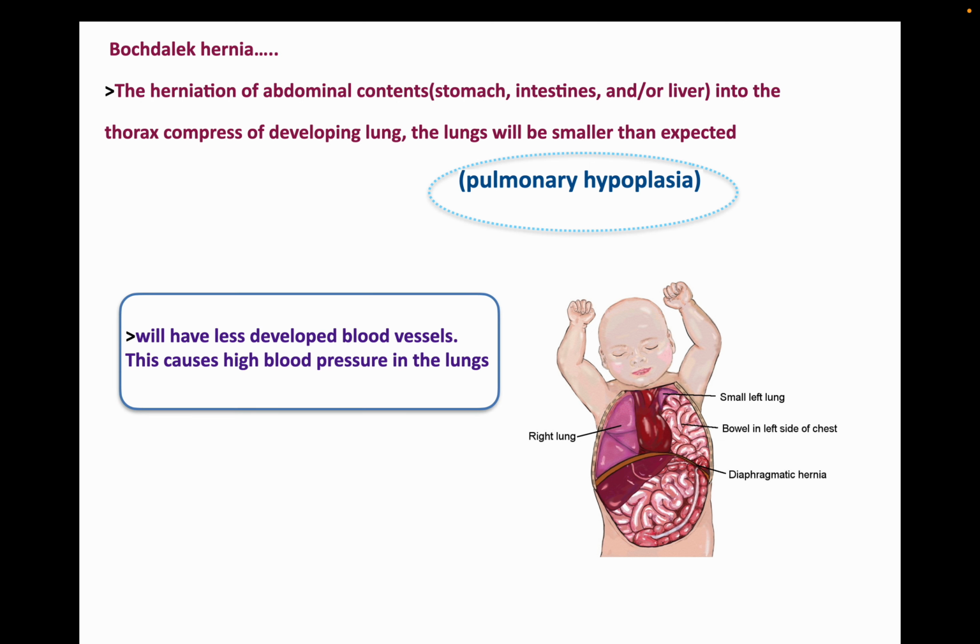The fetus will have less developed blood vessels. This causes high blood pressure in the lungs, leading on to pulmonary hypertension. So these are the pathologies which can happen once the Bochdalek hernia is happening from the pleuroperitoneal canals. So this is about the, you can see here.